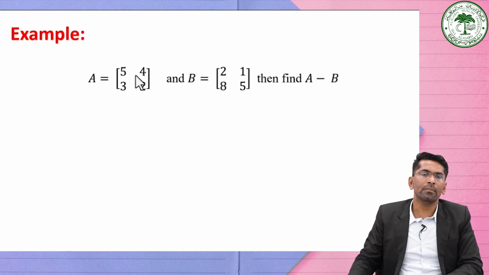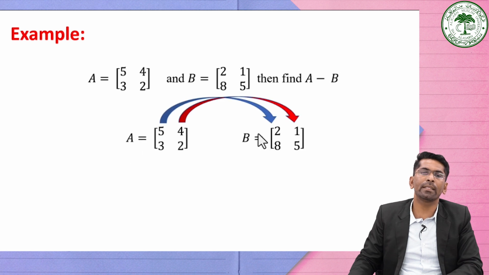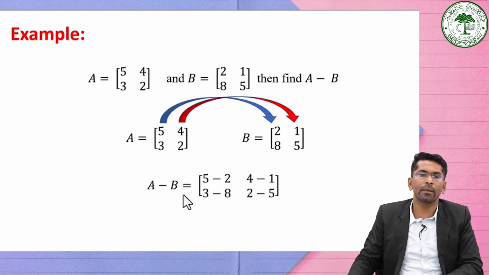Consider one example. Matrix A is equal to 5, 4, 3, 2 and matrix B is equal to 2, 1, 8, 5, and we want to find out A minus B. So here we have the given matrices A and B. We are connecting 5 with 2 here, that is the first element of matrix A with the first element of matrix B. Similarly, the second element of matrix A we connect with the second element of matrix B. So here we are subtracting the first element of matrix B from matrix A. So A minus B is equal to 5 minus 2, 4 minus 1, 3 minus 8 and 2 minus 5.